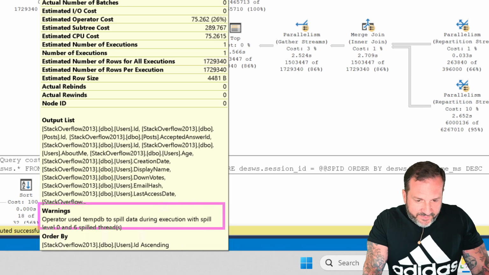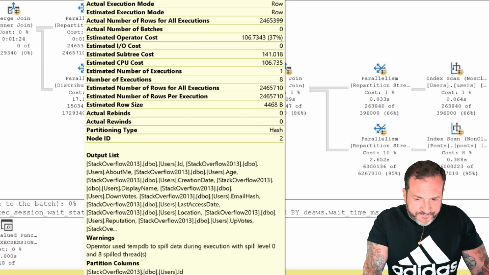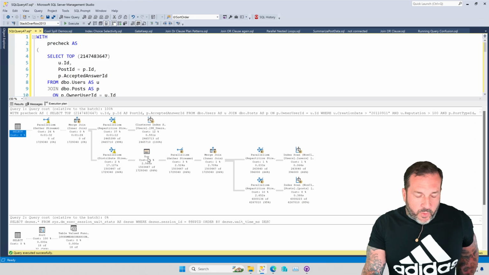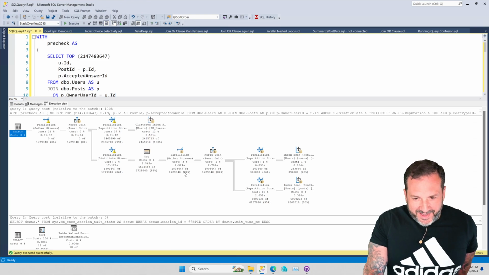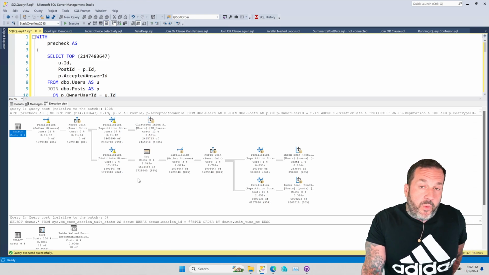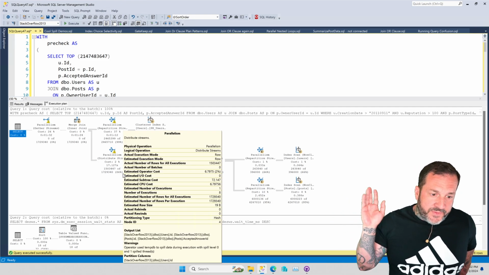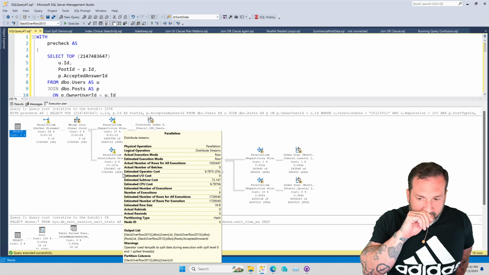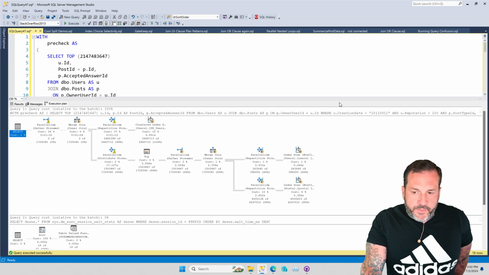This is spill level 0 and 6 spilled threads, so 6 out of 8. And this one is spill level 0 and 8 spilled threads. Right? So all of these order preserving operators and order requiring operators, like these merge joins, these are all why I hate parallel merge joins, because it makes queries very susceptible to issues like this.